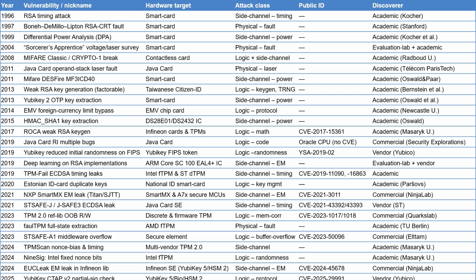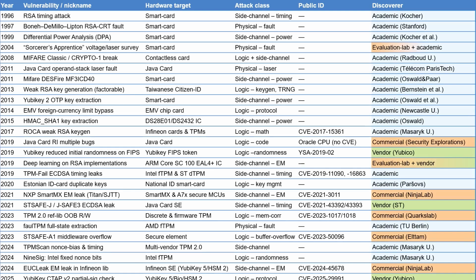So this is a table, don't try to really read it. I tried to compile a table of attacks that actually attack real smart cards or real trusted platform modules. So not just very nice theoretical attacks, but something that works with practical hardware. What is important here is that this goes from 1996 to this year.